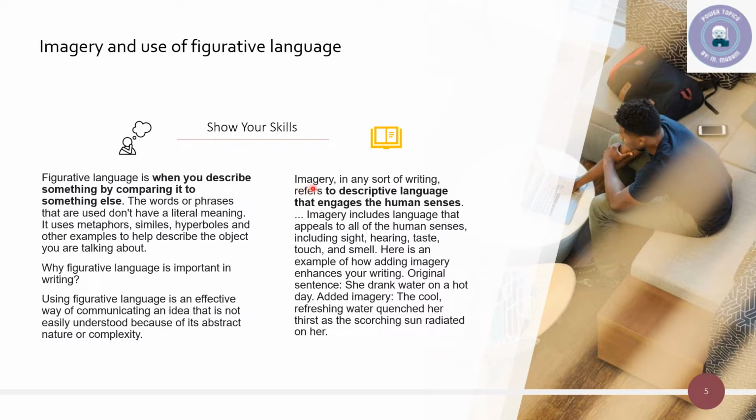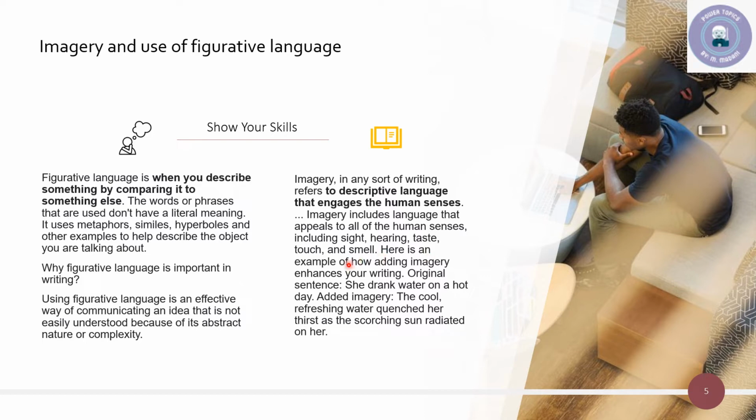Imagery. Imagery in any sort of writing refers to descriptive language that engages the human senses. Imagery includes language that appeals to all of the human senses, including sight, hearing, taste, touch, and smell.